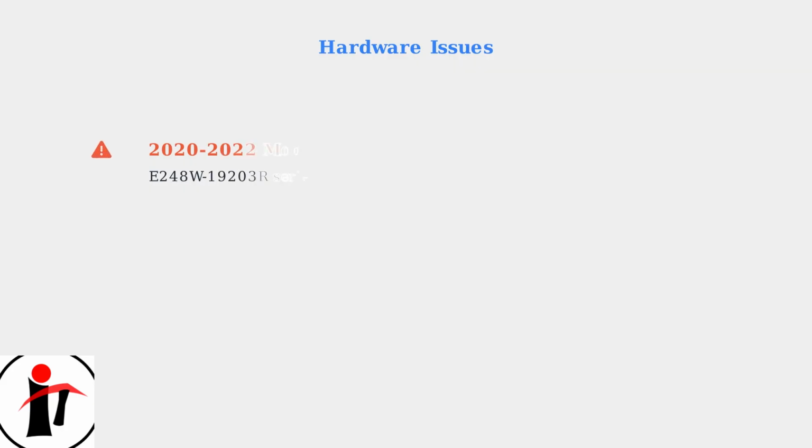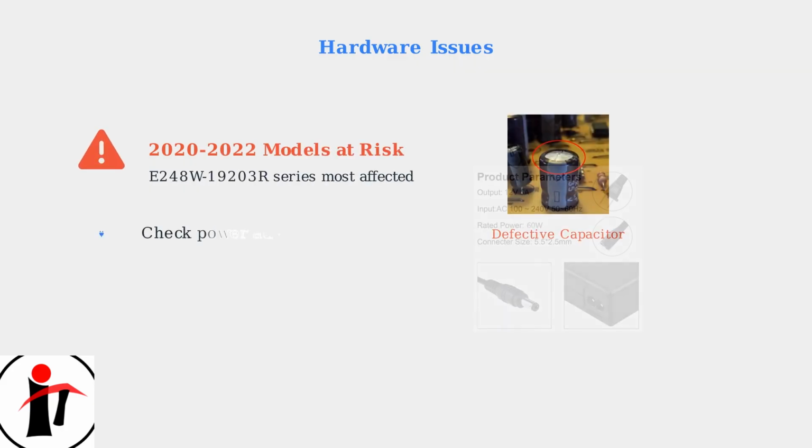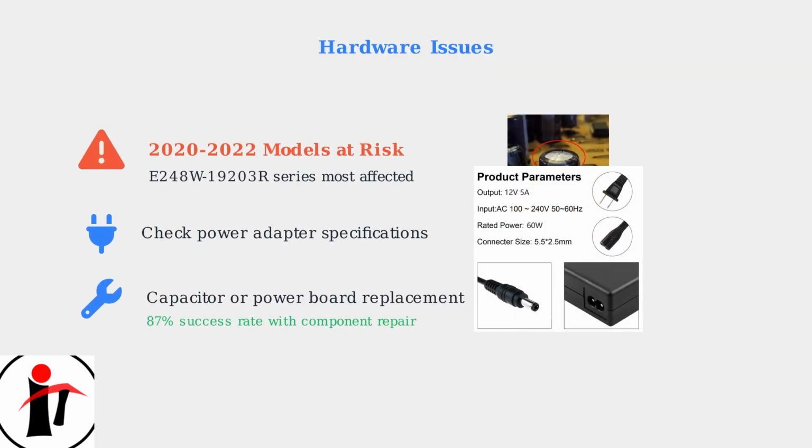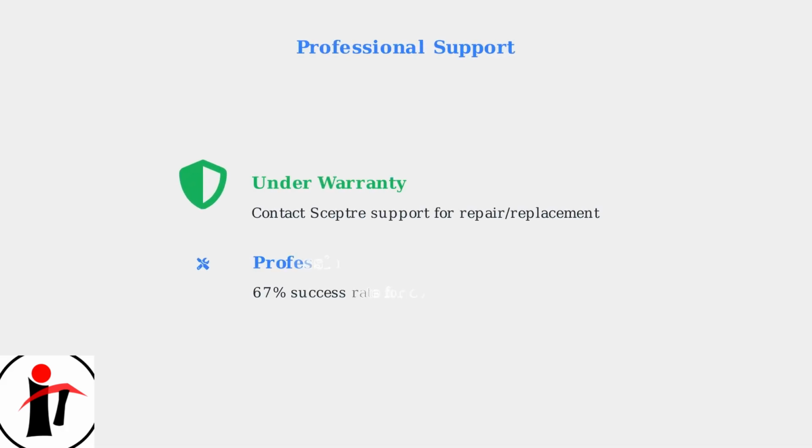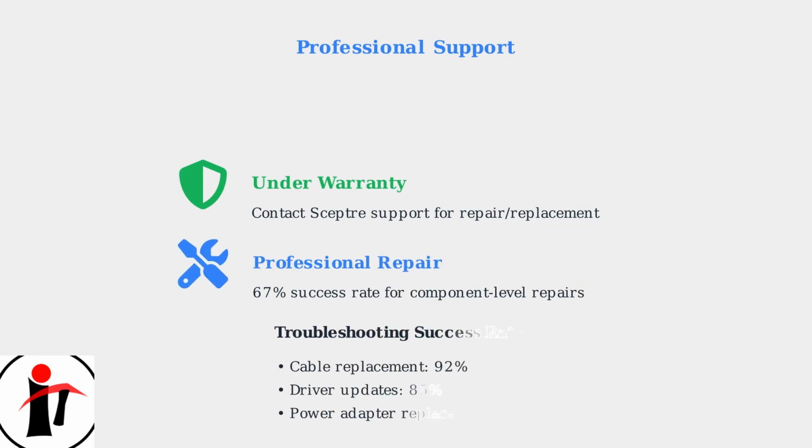Hardware problems require different solutions. Sceptre monitors from 2020 to 2022, especially the E248W series, commonly experience power supply failures due to defective capacitors. If your monitor is still under warranty, contact Sceptre support immediately. For out-of-warranty units, professional repair services can handle component replacement safely and effectively.